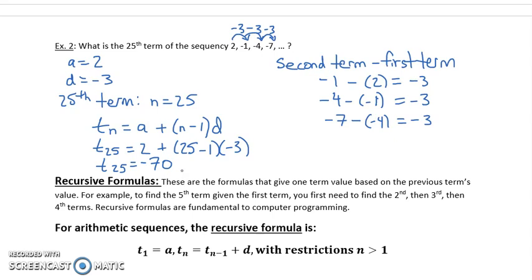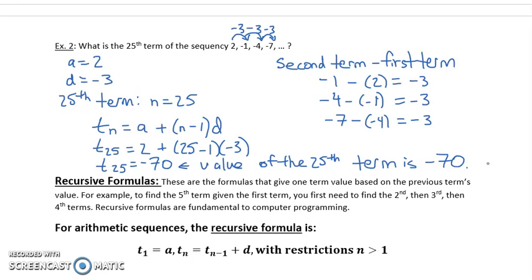So that means that the value of the 25th term is negative 70. And we didn't have to write it out so we get 25 total terms. We were able to jump ahead and do that. That's the beauty of the general term.